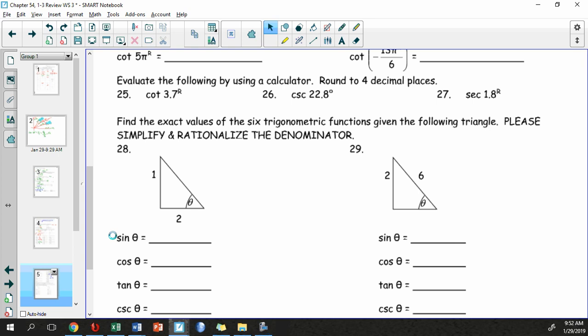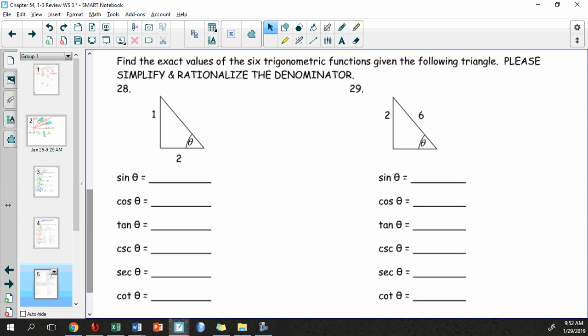Okay, next one. Find the exact values of the 6 trigonometric functions given the following triangle. Please simplify and rationalize the denominator.